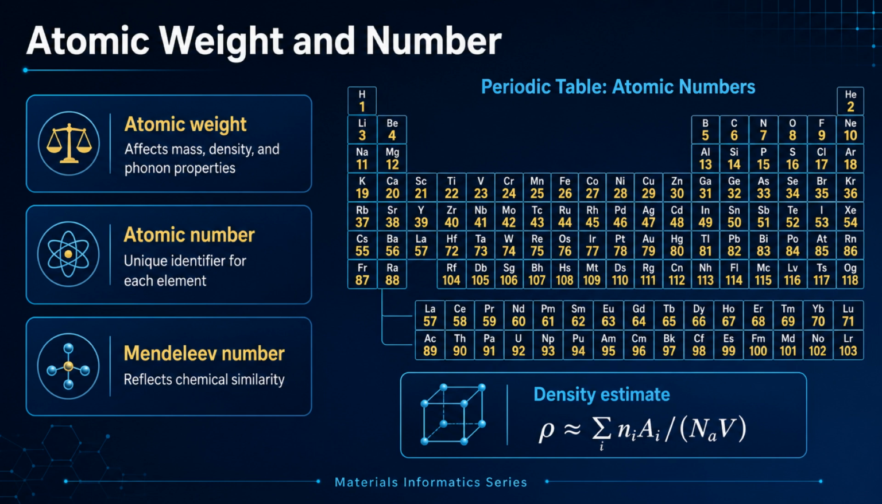Atomic number is the fundamental element identifier. The Mendeleev number, developed by Pettifor, orders elements by chemical similarity rather than atomic number, placing chemically similar elements close together. This ordering can reveal chemical patterns in material data.